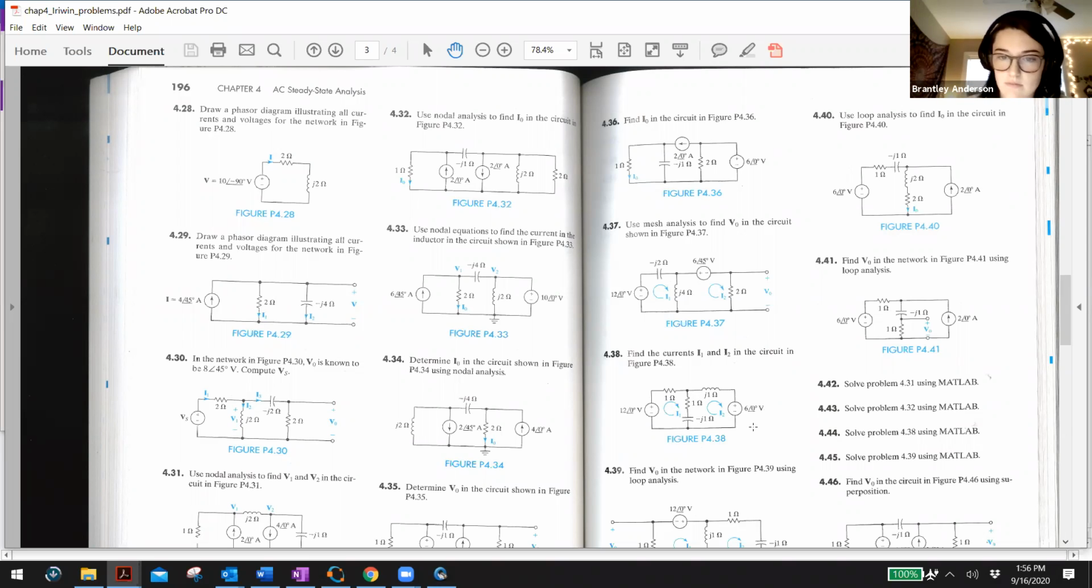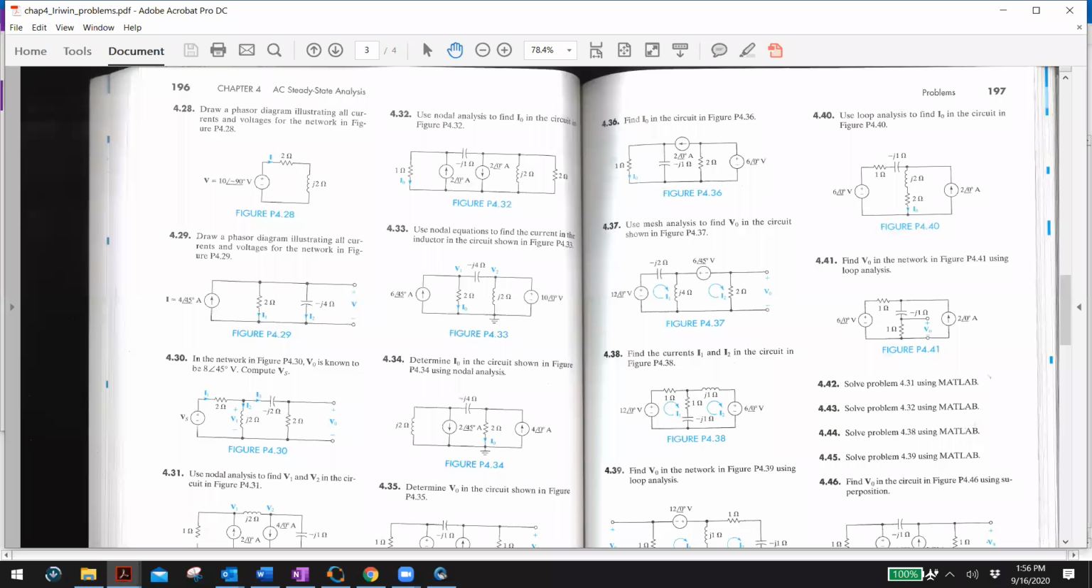Okay. Remember, I'm taking these as drops. So drops require the current to enter the positive, the first terminal, and leave the negative, the last terminal. And I took this as a single element, the 1 minus j1. Okay. Other questions?